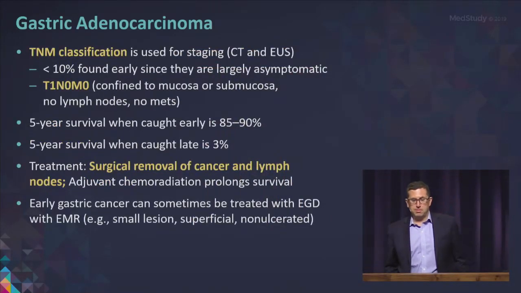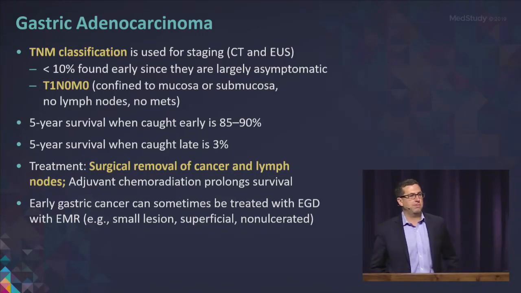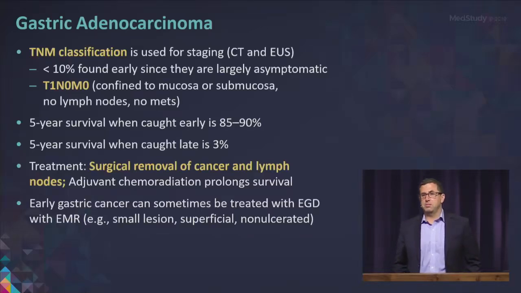So gastric adenocarcinoma in terms of staging, there's the typical TNM classification. Usually we do staging with CT scan and EUS. Unfortunately, less than 10% are found early because they are largely asymptomatic. Sometimes when they are found early, they would be T1N0M0, so that means they're confined to the mucosa or submucosa with no lymph nodes and no metastases. And these could actually be cured sometimes endoscopically as opposed to surgically. The 5-year survival when caught this early could be up to 90%, but unfortunately most of the time we find these late, and the 5-year survival could be as low as 3%.